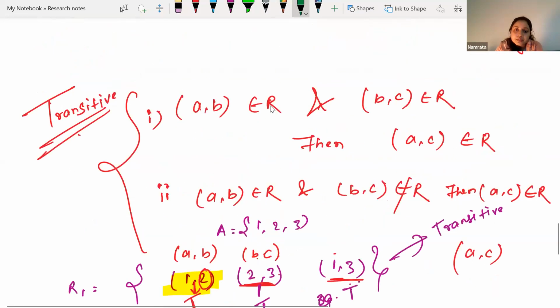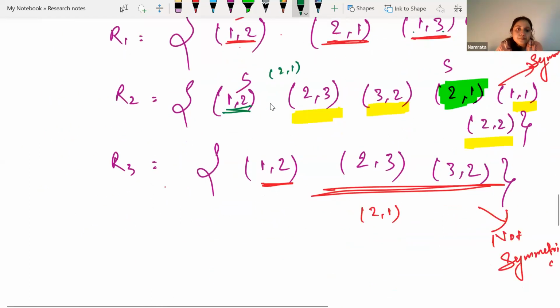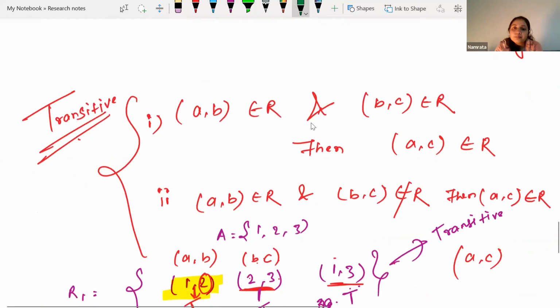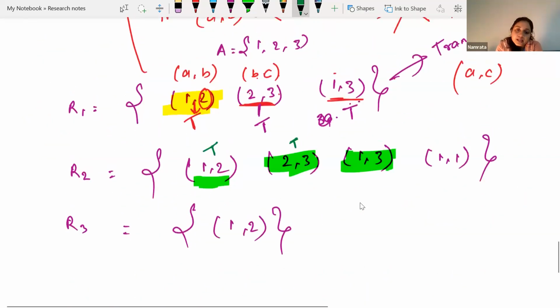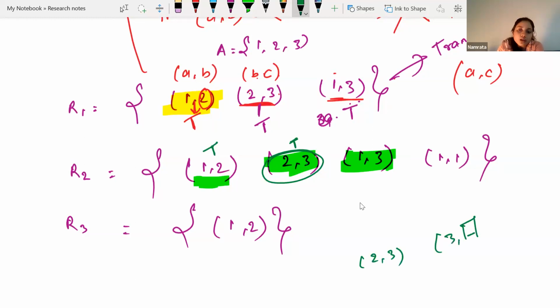So basically, I am saying that if AB is there and BC is there, then we will search for AC. If AB is there and BC is not even there, then we don't have to think about AC. Okay. So here for the second one, 2, 3 is there, and 3 to any other number, it's not there in this set. So we don't have to think about AC. Okay. This is transitive. The next one, 1 comma 3, 1 to 3 is there, 3 to any other number is not even there. So this is fulfilling the criteria of transitive.